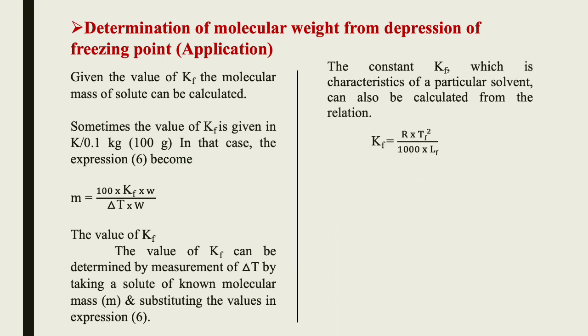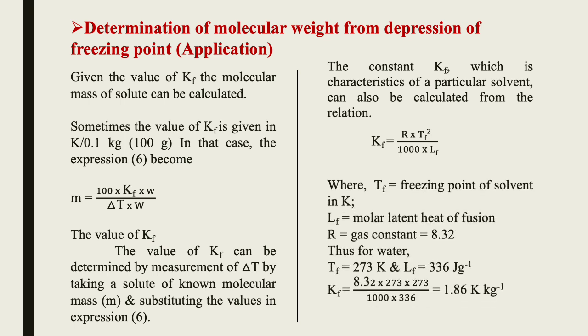The constant Kf, which is characteristic of a particular solvent, can also be calculated from a relation that comes from the thermodynamic equation. Kf is equal to capital R into Tf squared divided by 1000 into Lf, where Tf represents the freezing point of the solvent in Kelvin, Lf represents the molar latent heat of fusion, and R represents the gas constant, whose value is 8.32. Thus for water we can calculate the Kf value.